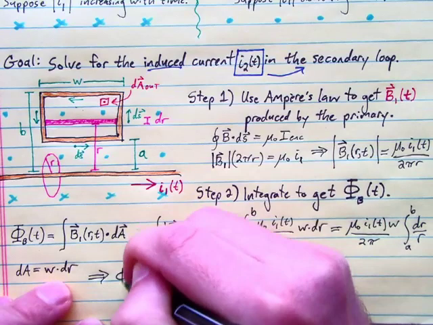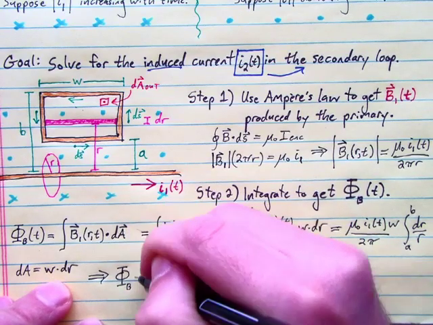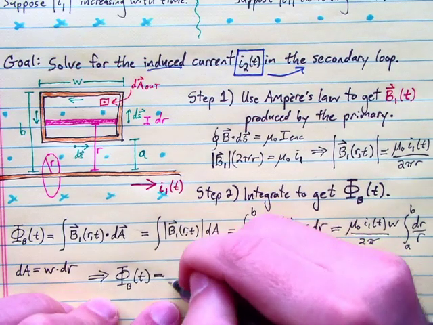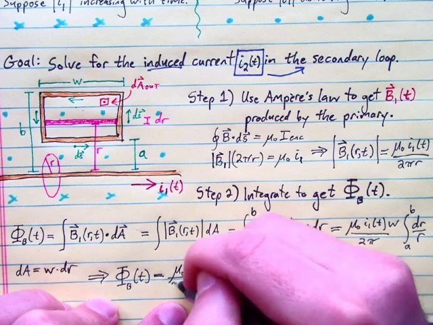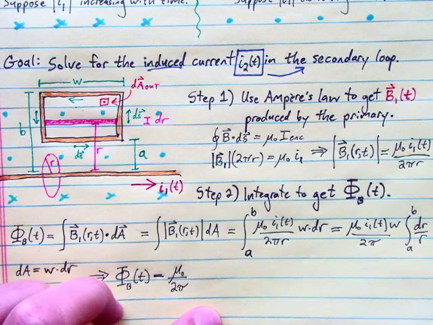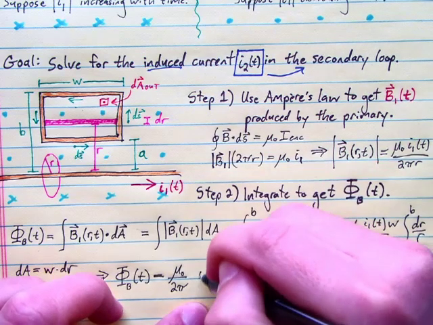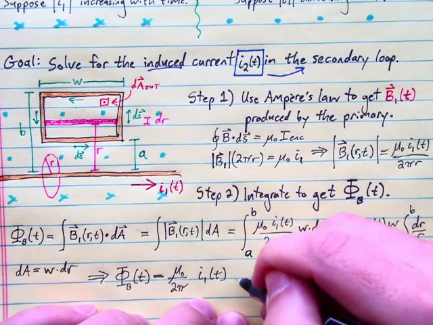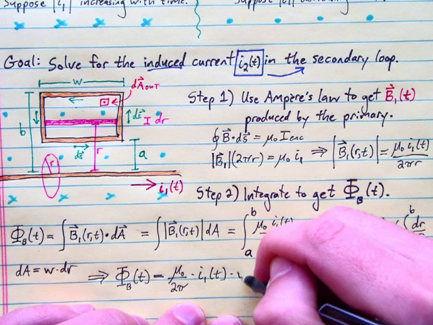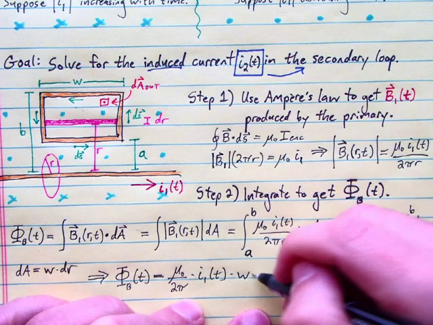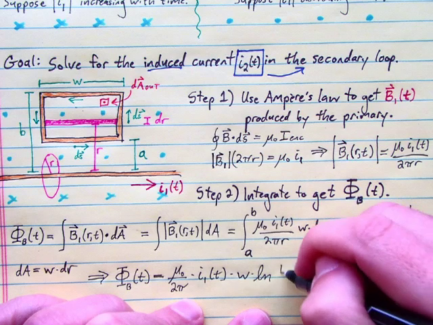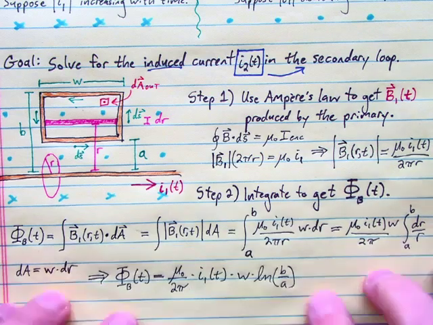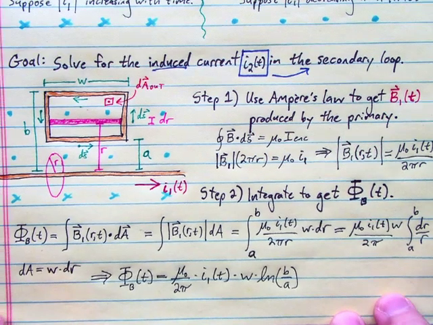So we're about to have our answer here. Our flux through our rectangular loop as a function of time is equal to our collection of constants, the mu naught over 2 pi, the I1, which is a function of time, and then W, and the result of our integral will be the natural log of the ratio b over a. Okay, so we're not done yet.